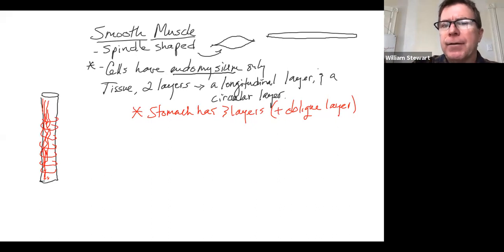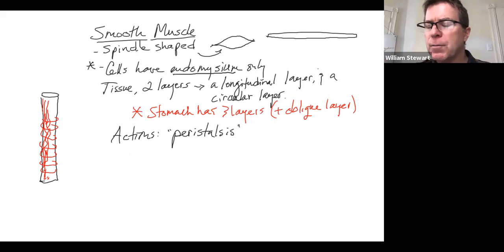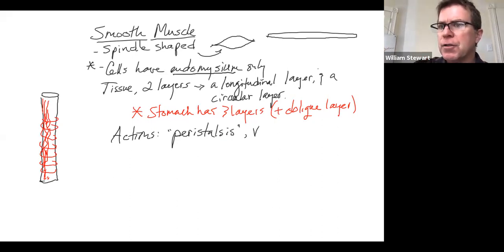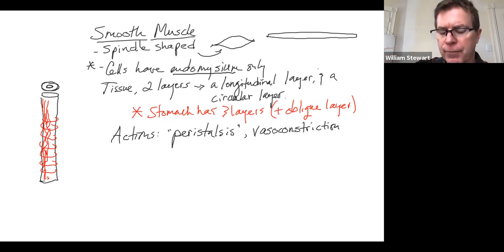Some of the actions that smooth muscle produces when it contracts are peristalsis in the GI tract, the digestive system. That just means the waves of muscular contraction that propel food along the GI tract. And vasoconstriction in blood vessels. When smooth muscle contracts, the diameter of our blood vessels gets smaller. When the muscle relaxes, that increases the diameter of the blood vessels.